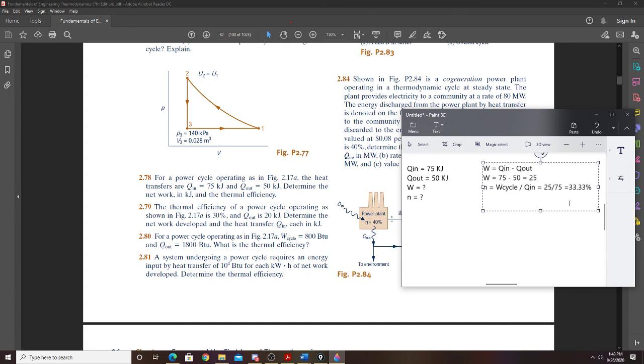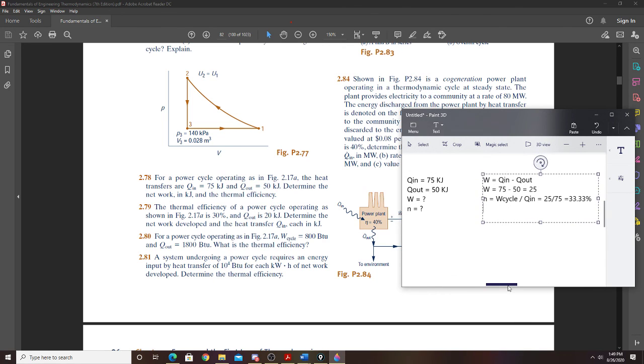So essentially what this means, guys, is that when a power cycle is making your power, they are getting only 33% of the total energy to change into work. So we only get a third of the energy that we put in out of this cycle right here. It's not good, is it? But that's why you guys are learning, so you can change this in the future and make it better.